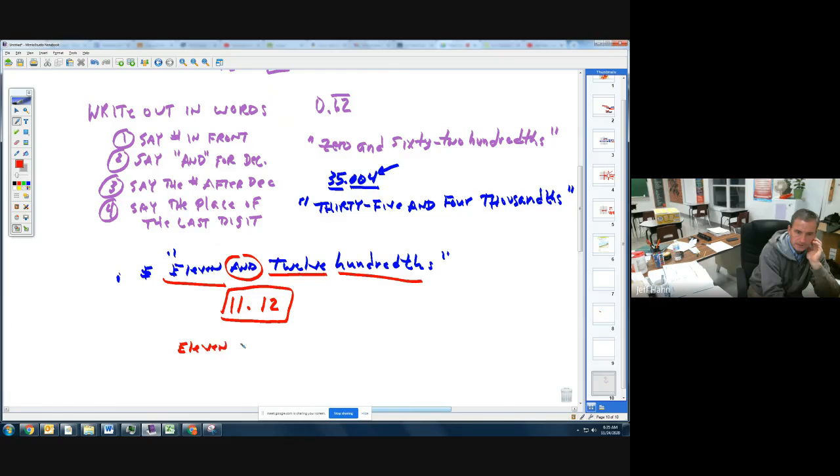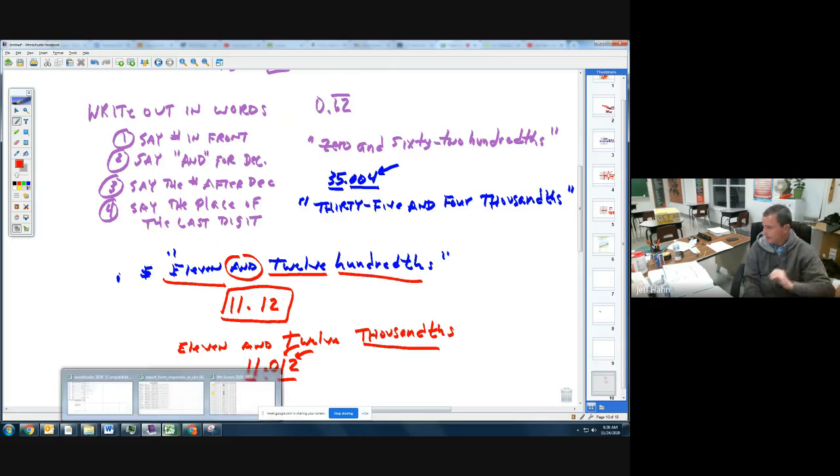Now, if I had this, let me rewrite the whole thing again. 11 and this time let's make the 12 in the thousandths place. Okay, it's going to look very similar, except here's my 11, here's my and, here's my 12. But this time, because this says thousandths, the 2 has to be in the thousandths. That makes the 1 in the hundredths, and I need something in the tenths, and I have to put a 0 there. So that makes this 11 and 12 in the thousandths place. Okay, do you kind of get that? Hopefully that makes sense.